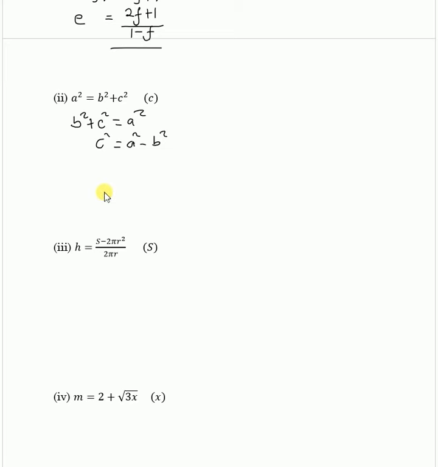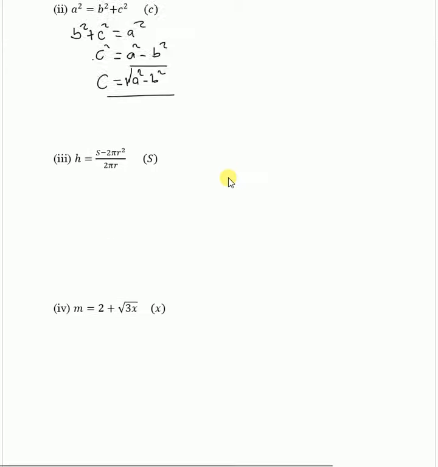Remember, they said make c the subject of the formula. So to have c as the subject of the formula, I'm supposed to take the square root on both sides. So I shall have the square root of c squared, which is c, is equal to the square root of a squared minus b squared. That is what we have as c as the subject of the formula.